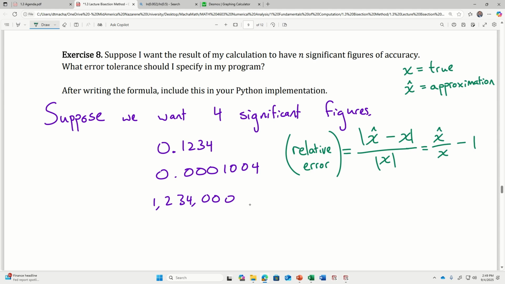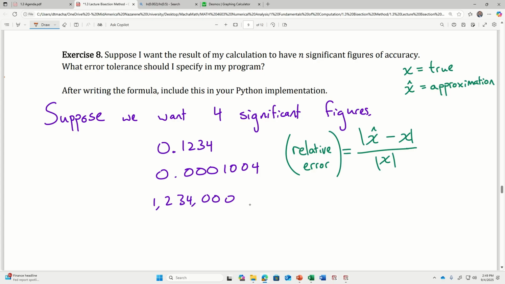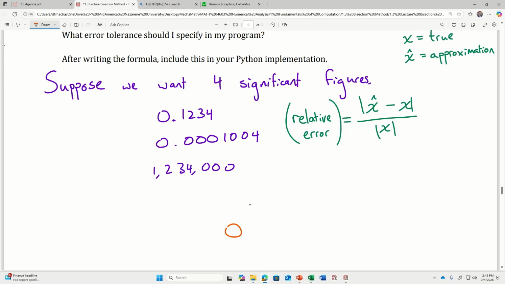So I don't know if that's actually valid. Let me think about this for a minute. Because the answer I think I'm trying to get at is this. Let me tell you what I'm thinking in my head right now.